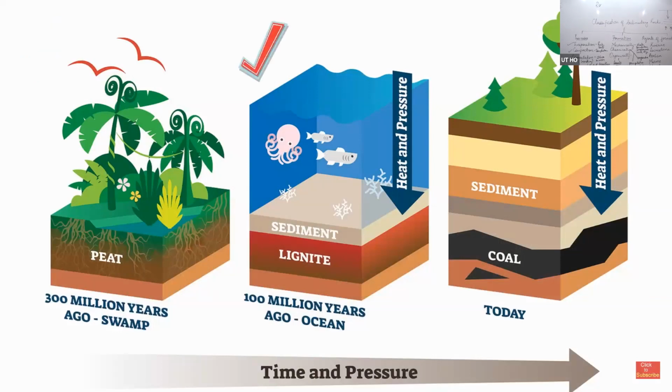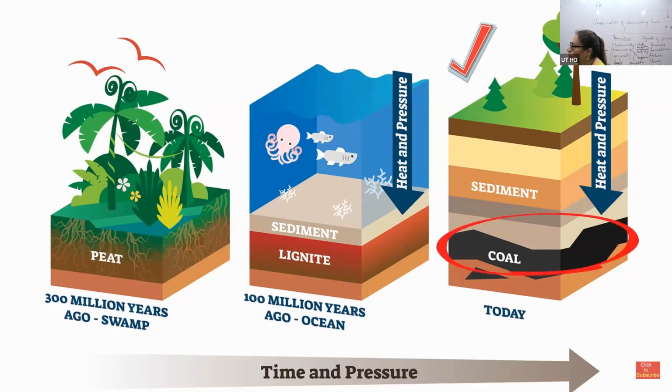Over time, additional layers of peat, lignite, and sediment get added to the original organic matter. This is peat. This is hard. Eventually, all of this sediment and organic matter accumulates and will be transformed by pressure and heat into coal.